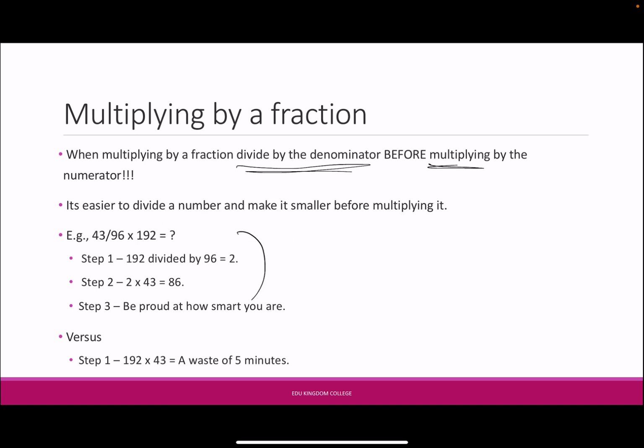If you see this question, we have 192. If you decide to divide it by 96 first, you get 2. If you decide to multiply it by 43, you get God knows what. Even I can't do that off the top of my head, and hence it's a waste of time. And so we like to divide first if we can.